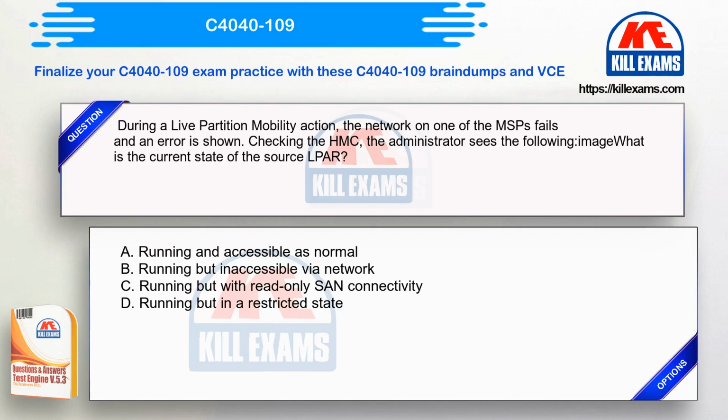During a live partition mobility action, the network on one of the MSPs fails and an error is shown. Checking the HMC, the administrator sees the following image. What is the current state of the source helper?